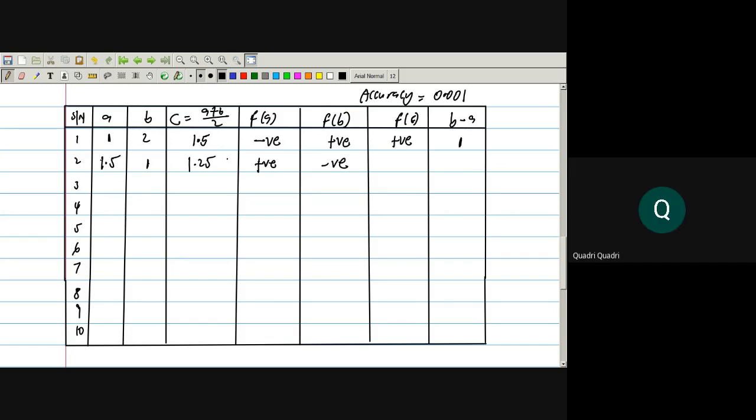F of 1.25. Negative. Yes. And what's that equation we are dealing with? F of x equal to x cubed plus 4x squared minus 10. Nice. Oh yeah, what is that? My F of C?